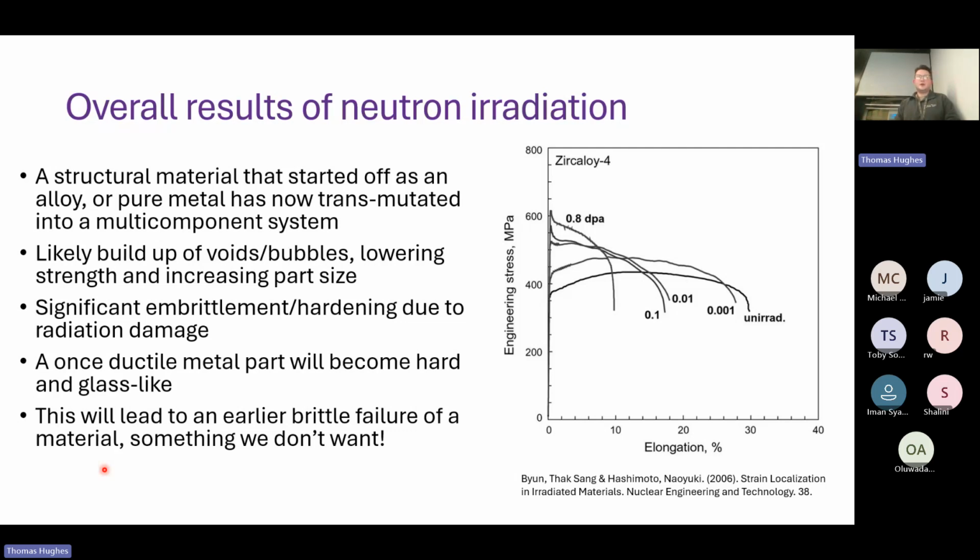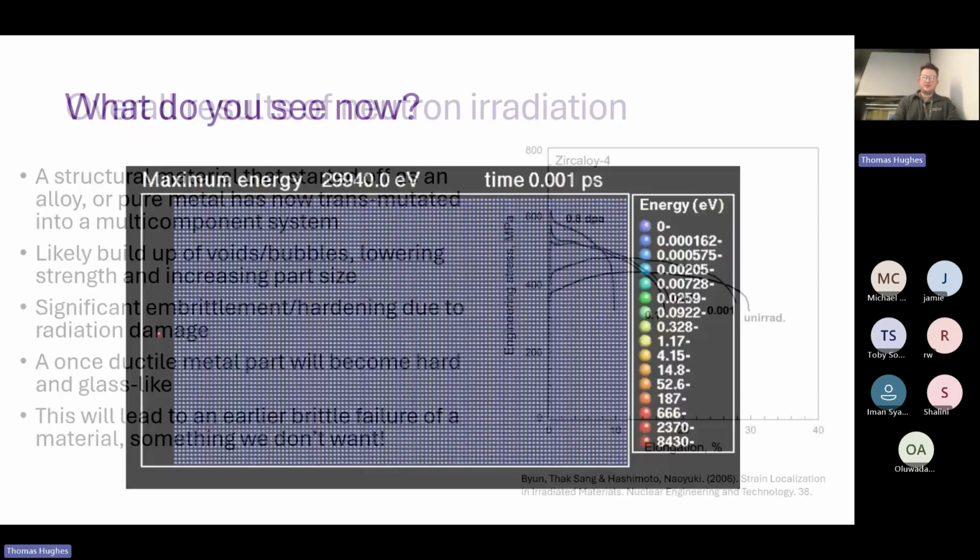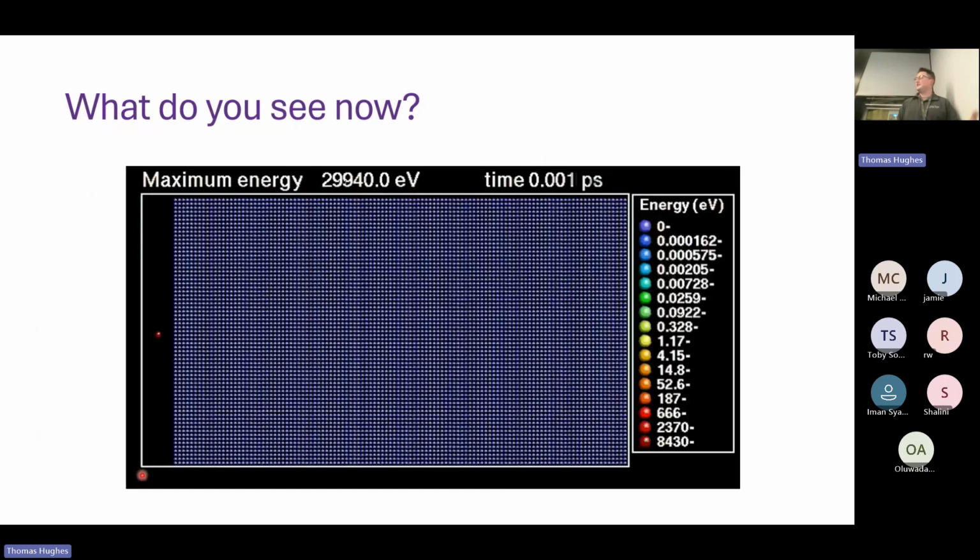But overall, this will lead to an earlier brittle failure of material, something we just don't want. So I'd like you to have a go explaining this now that we've covered all of that. Maybe think about the different steps that occur, what was left over. I'd like just some answers of what people see, just so I know if my rambling has stuck.